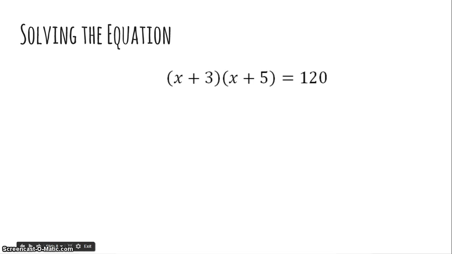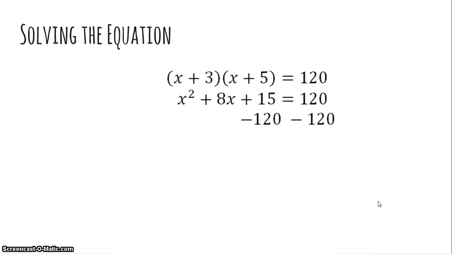Now, assuming your algebra skills are strong, it's all a simple matter of isolating the variable, or in other words, getting x by itself. Take a moment to pause the video and you can check my work once we're done. Now that you're ready to follow along with me, you can see that I use FOIL to distribute between the two polynomials to get x squared plus 8x plus 15 equals 120.